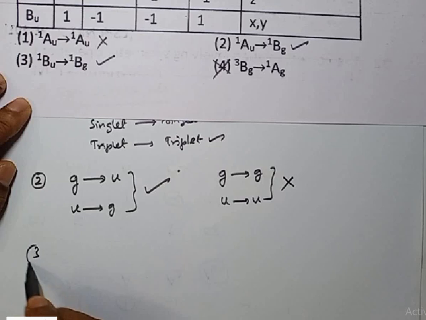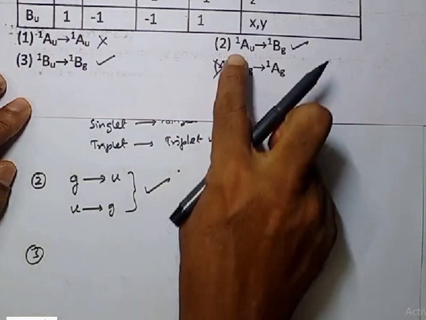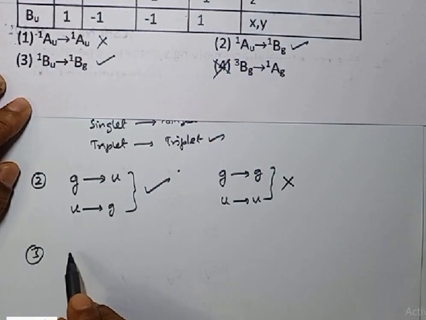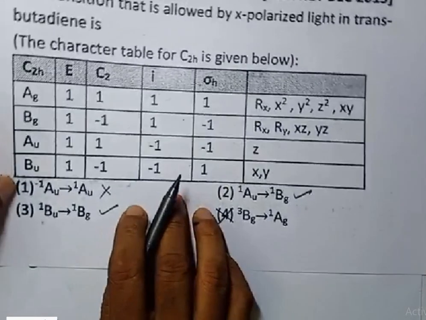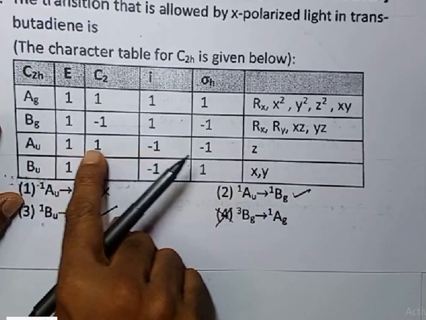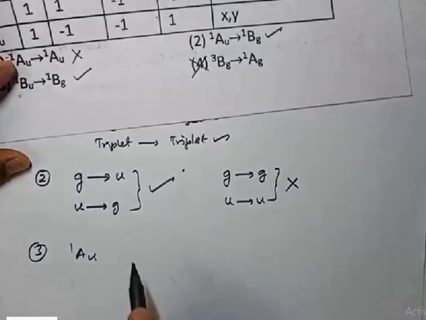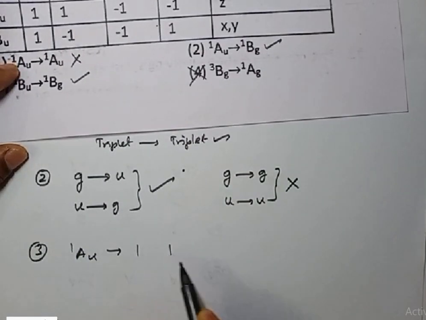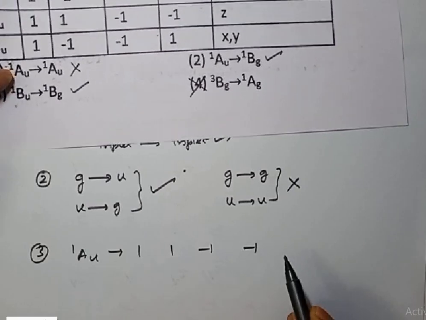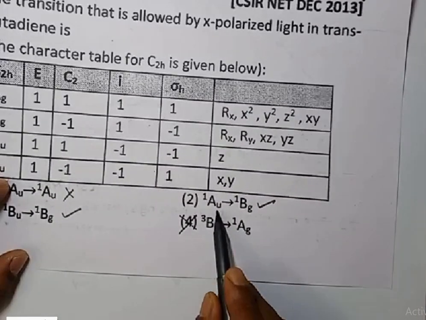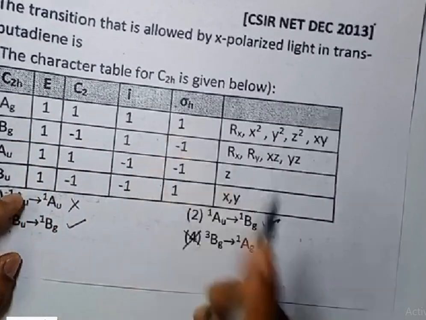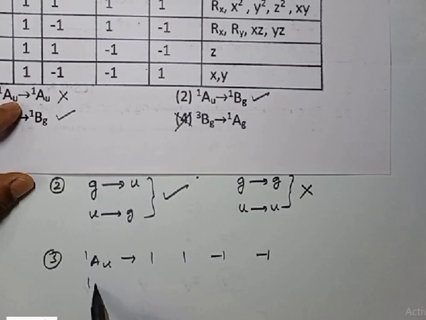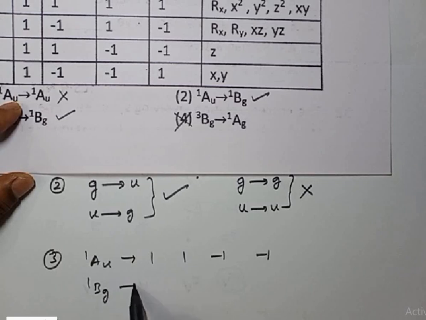So what I'm going to do, observe carefully. I'll take option 2. In option 2, I have singlet A_u, right? Listen, singlet A_u. These are the characters of A_u: 1, 1, minus 1, minus 1. So let me write here. The characters are 1, 1, minus 1, minus 1. Then A_u to B_g. The characters for B_g are 1, minus 1, 1, minus 1. So let me write here, singlet B_g. The characters are 1, minus 1, 1, minus 1.